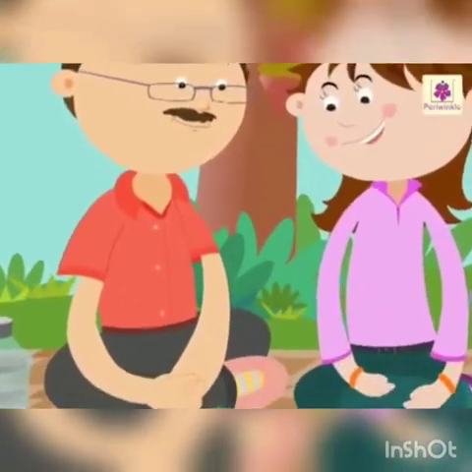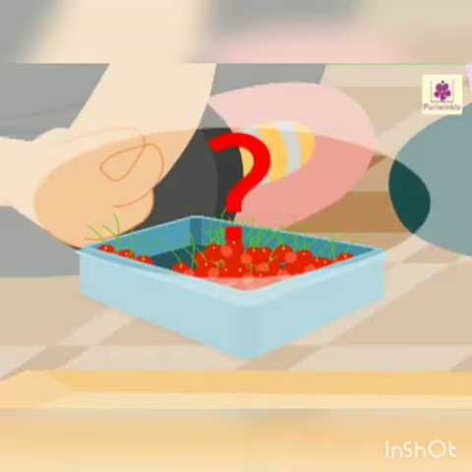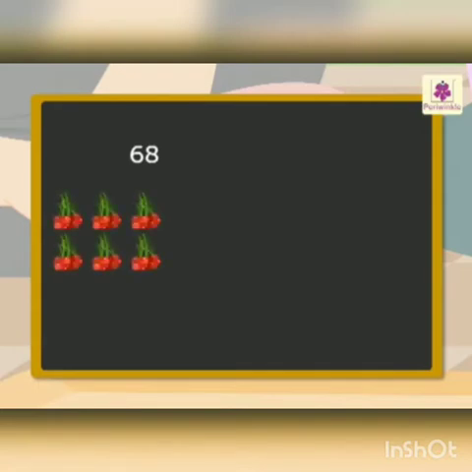He has 68 cherries. He eats 16 cherries. Now, let's find out how many cherries are left with him. We have to subtract 16 from 68 to find the number of cherries left. 68 cherries mean 6 tens and 8 ones cherries, and 16 cherries mean 1 ten and 6 ones cherries.